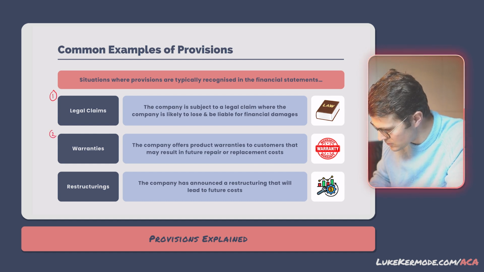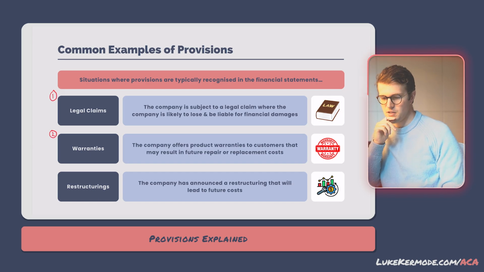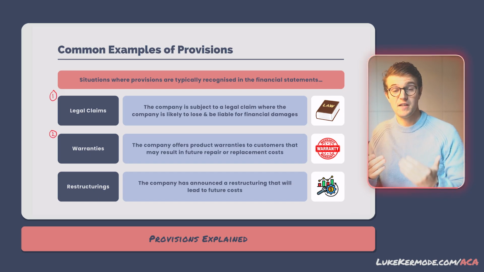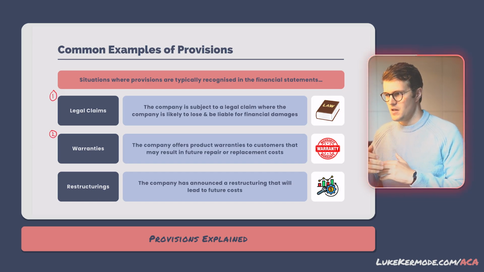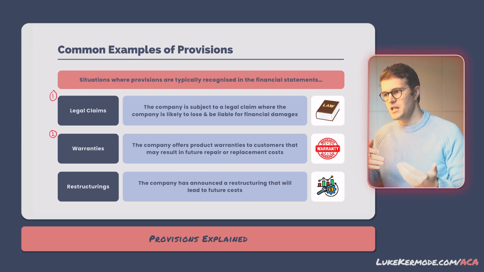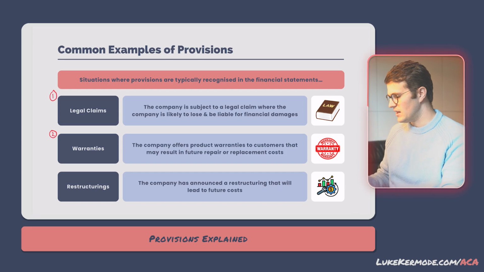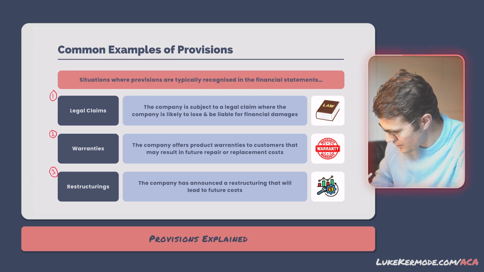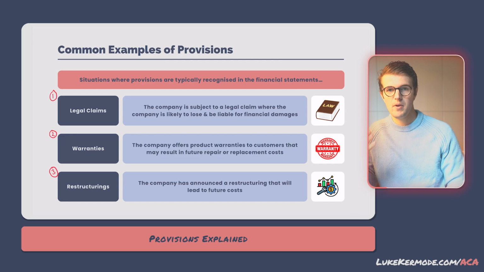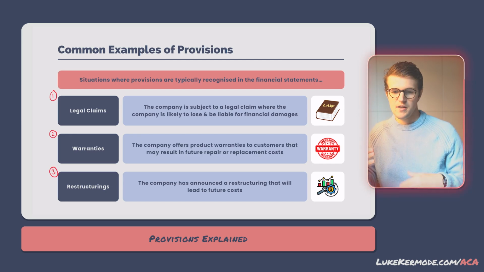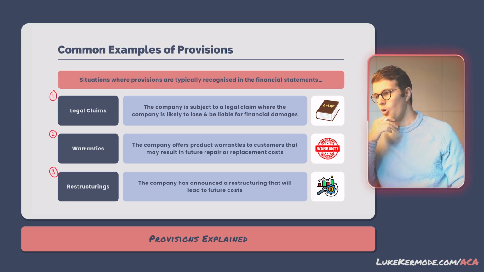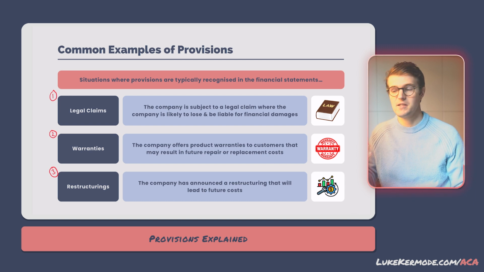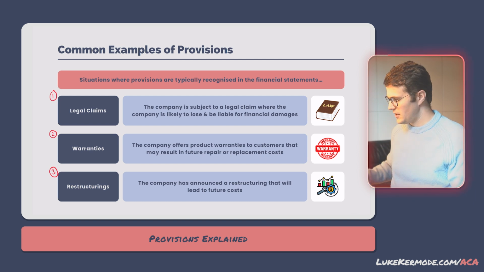Second, we have warranties. Many businesses offer warranties on the products that they sell to their customers, which means they'll likely face future repair or replacement costs for faulty items, which they can estimate and reflect in the financial statements using a provision. And third, we have restructuring. So if a company announces a formal restructuring, say they want to close a branch or make redundancies across their business, then any expected costs need to be recognised as a provision.